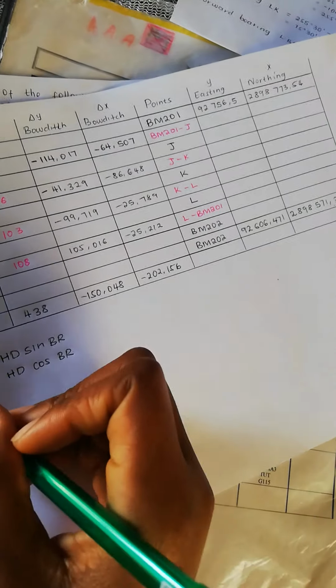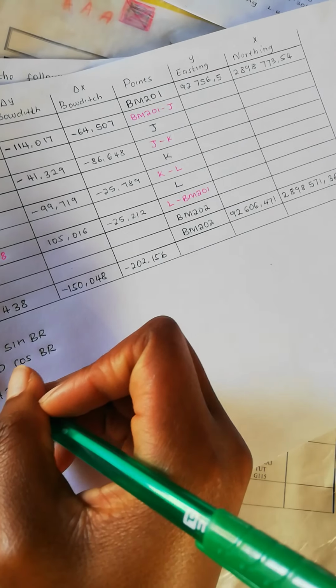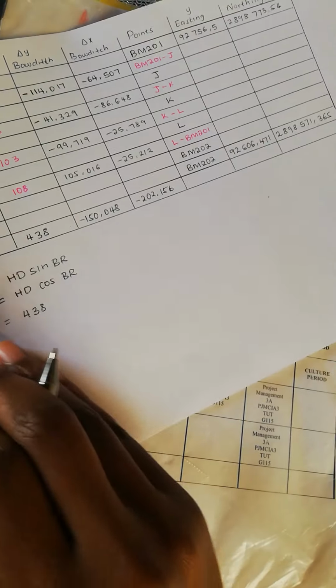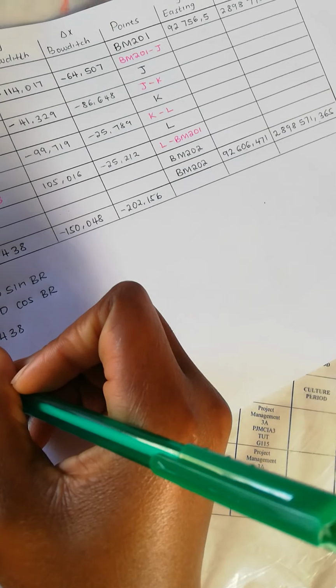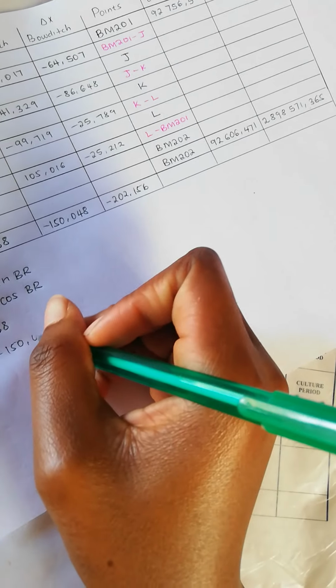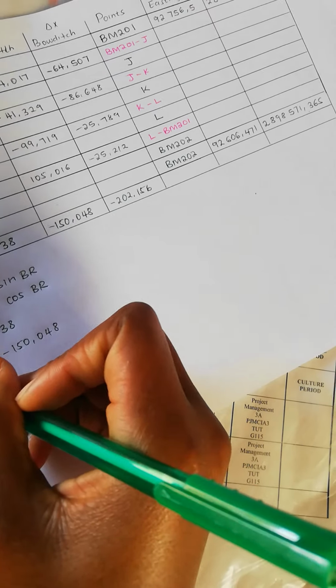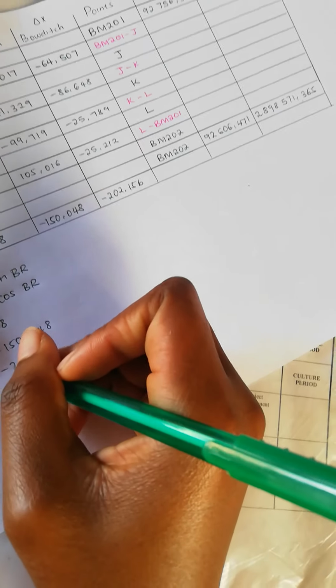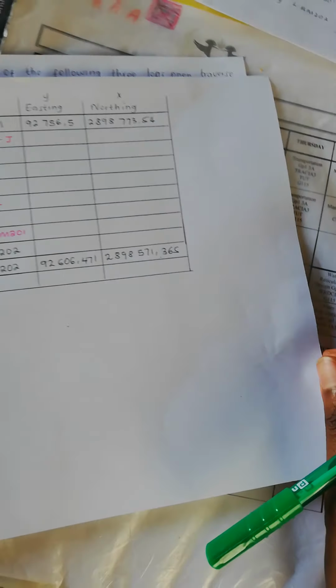Let me write this down here. L equal to 438. Sum of delta y equal to minus 150,048. And then sum of delta x equal to minus 202,156. Then when you are done, you need to come to your easting and northing.